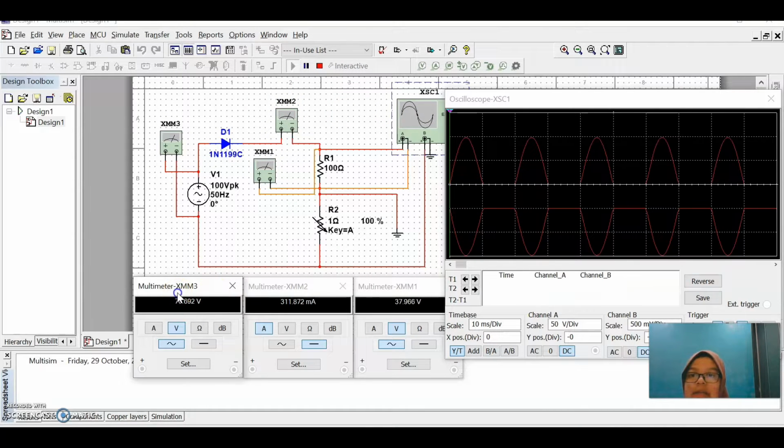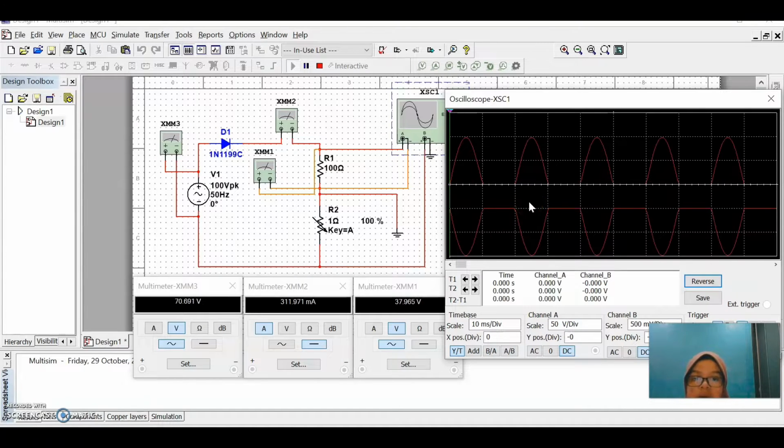Okay, so for activity 1, this is the AC voltage that we obtain. This is the output current, and this one is the output voltage. This is the waveform, the graph of the waveform obtained.